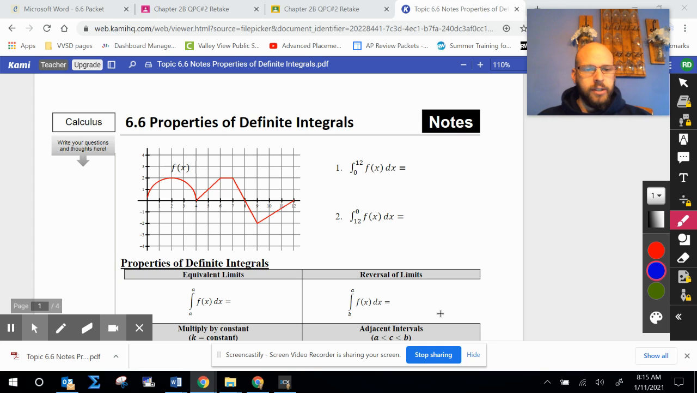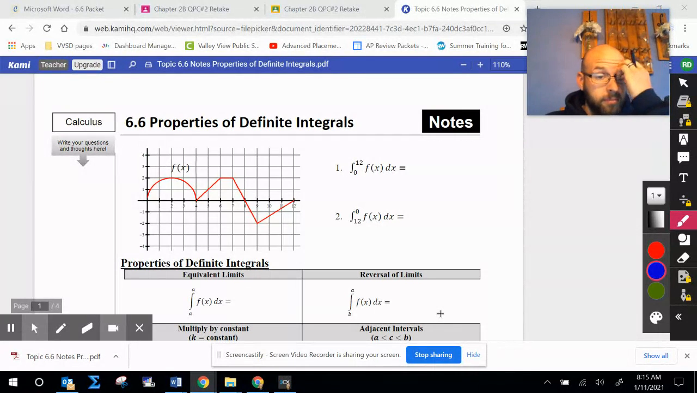Hello, everybody. Today we're going to talk about topic 6.6, properties of definite integrals. So remember, a definite integral is when I have an integral expression that is defined with an upper and lower limit. We're going to talk about some properties, and then we're going to try to apply those properties mainly analytically, a little bit numerically. But at the very top, I give you a graph, and I want the integral of the function from 0 to 12. So ultimately, I just want to accumulate the area under the curve from 0 to 12.